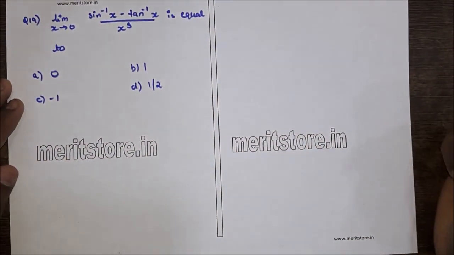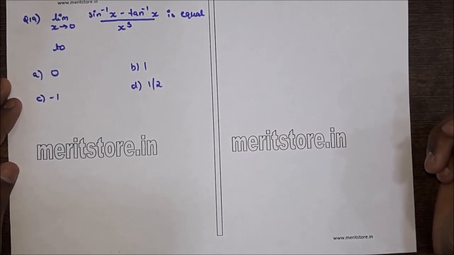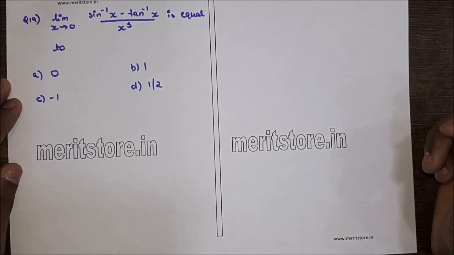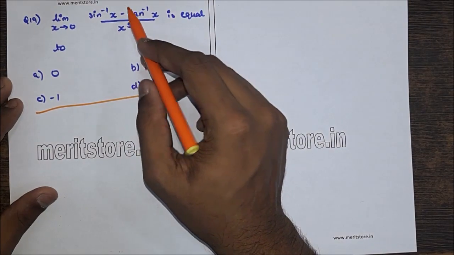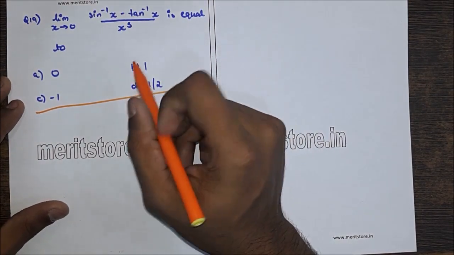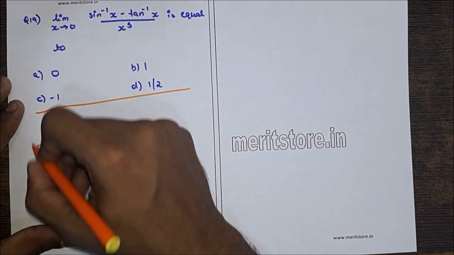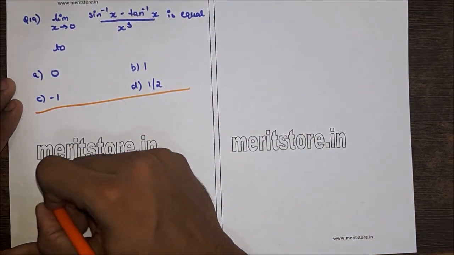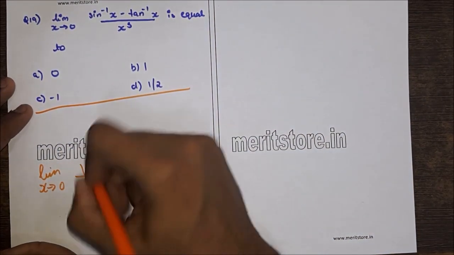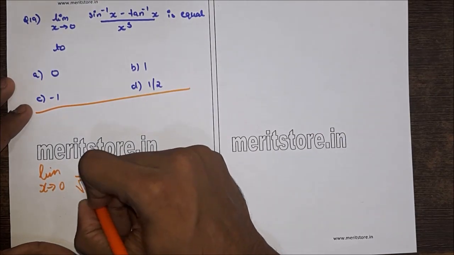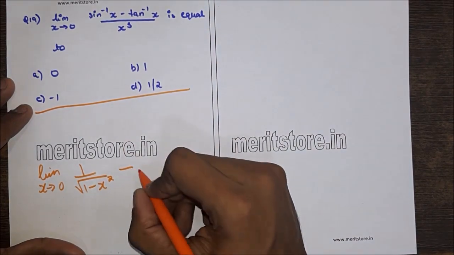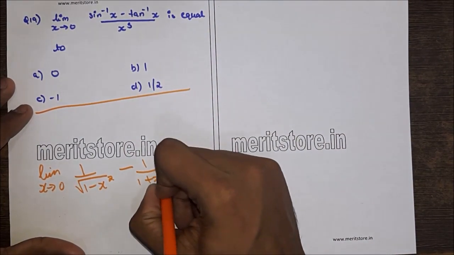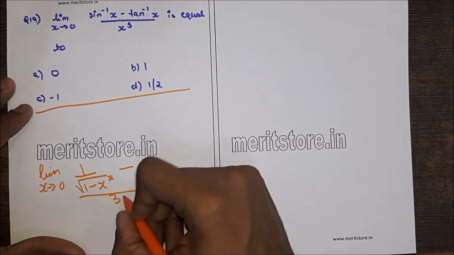Limit of x tends to 0, sin inverse of x minus tan inverse of x by x cube is equal to: A 0, B 1, C minus 1, or D 1 by 2. Seeing this equation, we can say it is in 0 by 0 form. Therefore, we apply L'Hopital's rule and we could write it as limit of x tends to 0, sin inverse of x becomes 1 by root of 1 minus x square, minus tan inverse of x becomes 1 by 1 plus x square, and x cube becomes 3x square.